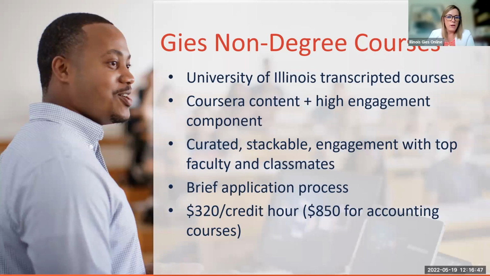One IMBA or IMSM course runs around $1,280, and an IMSA accounting course runs around $3,400. There's a little bit of a difference in price there because our accounting courses cost a different amount than the non-accounting courses.